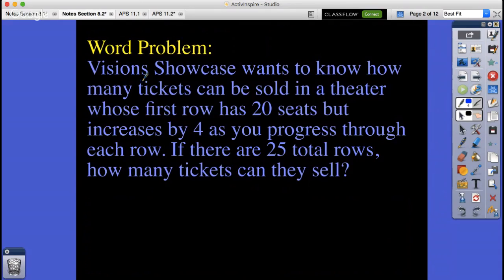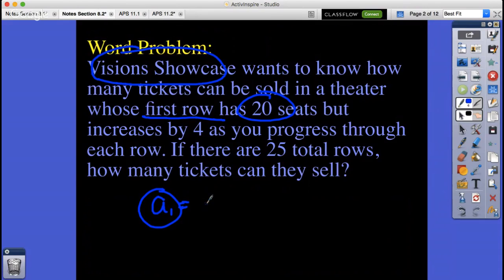that has 3 or 4 specific problems where it's addressing how to find the sum of a specific sequence. And we'll get to that here in a second. But just a heads up, if we say that the first row of the Vision Showcase show, which is coming up soon, is 20 seats, this addresses the fact that a1, this is a big deal, a1 represents my first term, okay? So the first term is the first row in this context, and we would say that that would be 20.